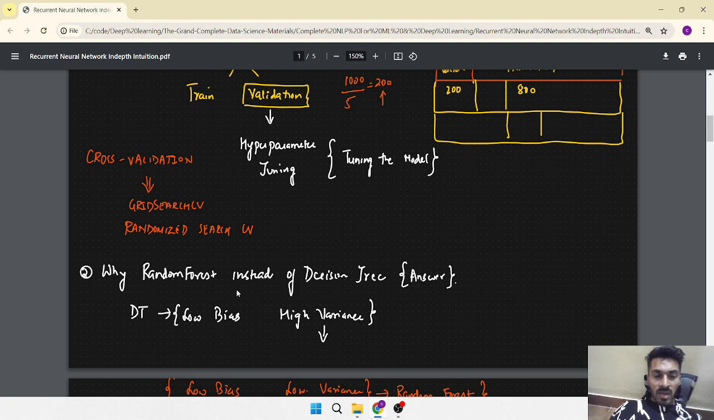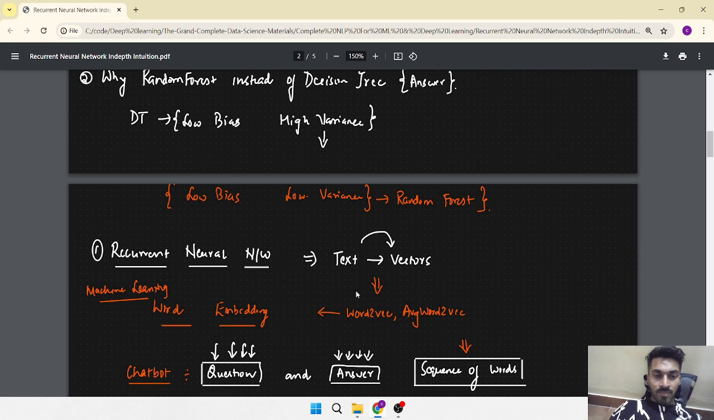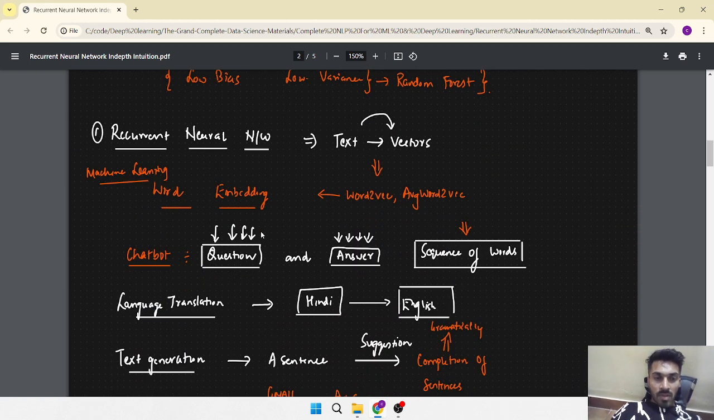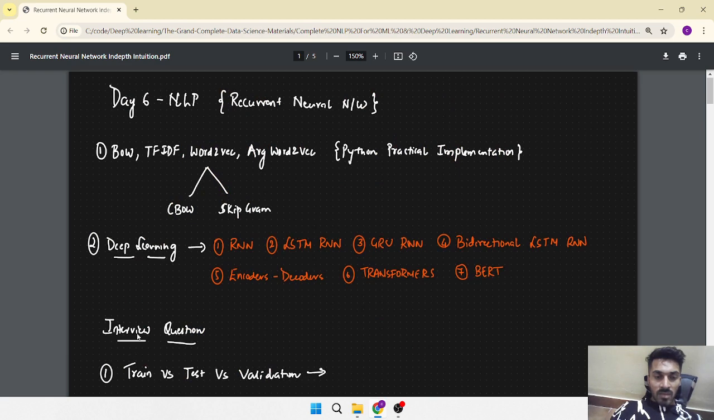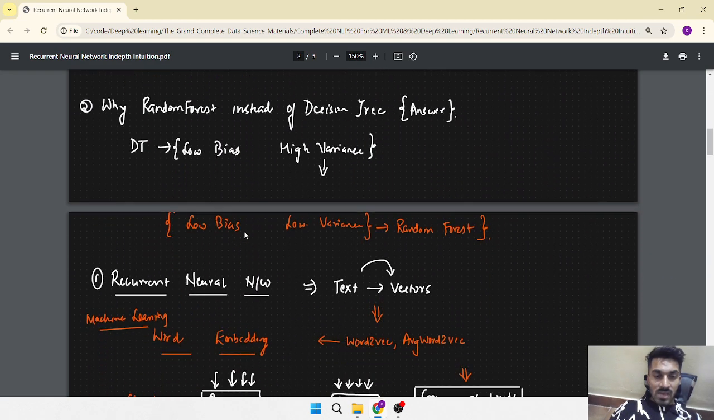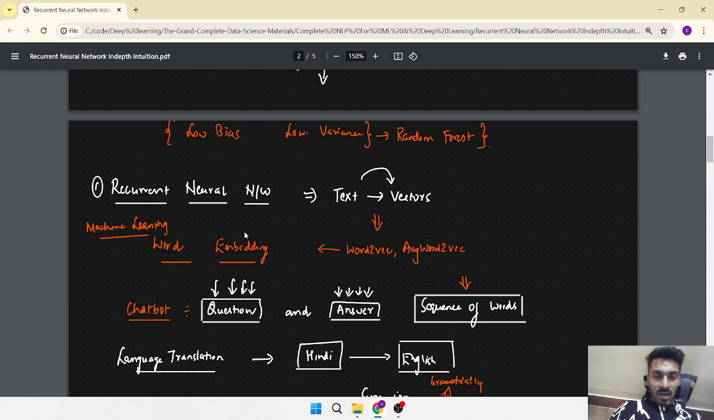Random forest is basically a combination of many decision trees, or we can say a combination of many big learners. These are some of the interview questions I have answered for you. Now our main focus is on RNN, like why RNN is famous.